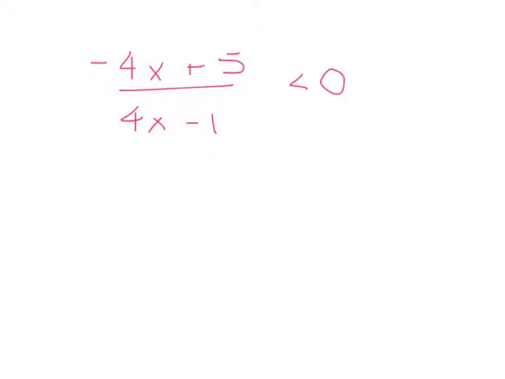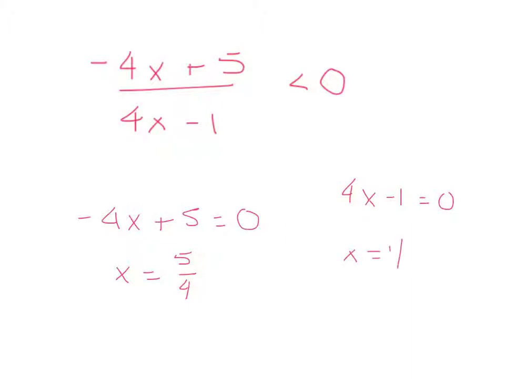Set the denominator and numerator equal to 0. So negative 4x plus 5 equals 0. Subtract 5, divide by 4, x equals negative 5 over negative 4, which makes it positive 5 over 4. My next one, 4x minus 1 equals 0. Add 1, divide by 4, x equals 1/4. So now I have my two boundary points, 5/4 and 1/4.